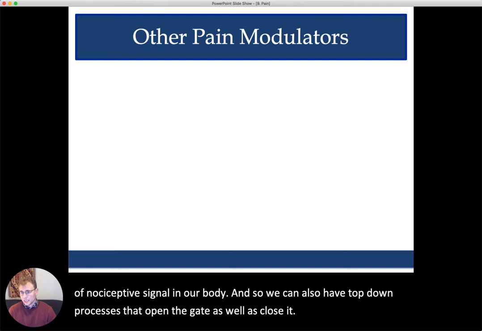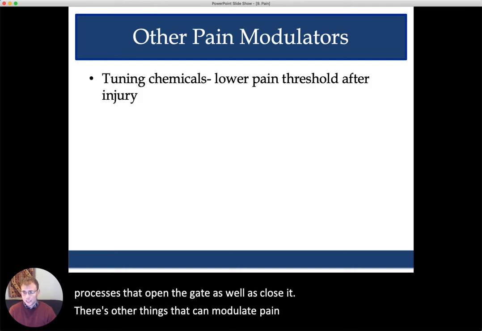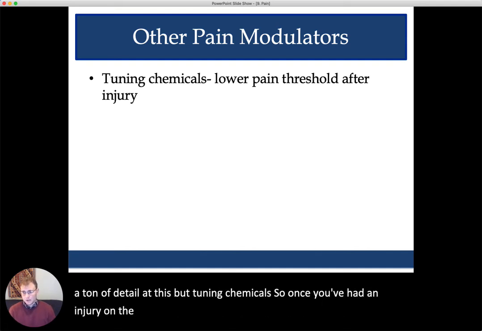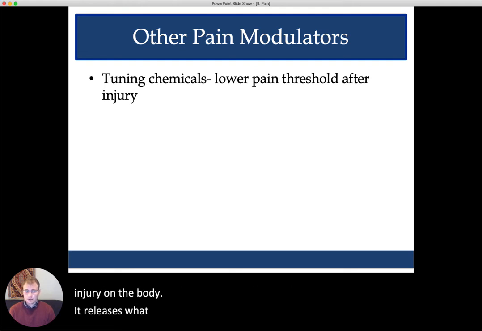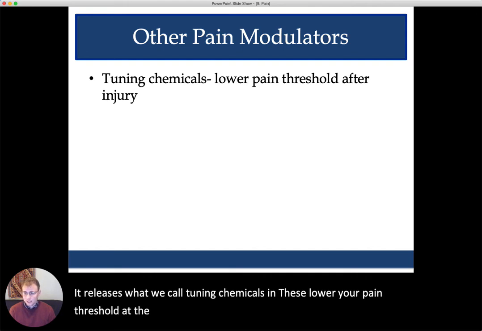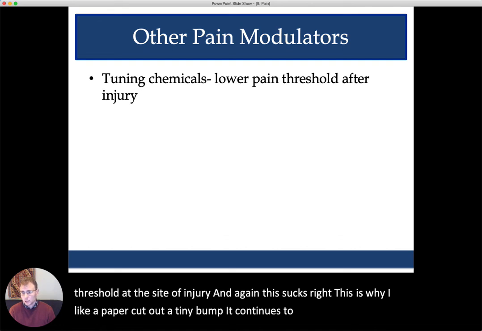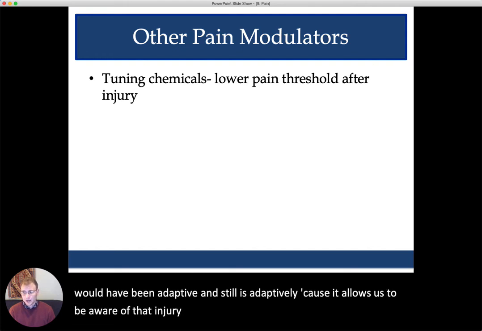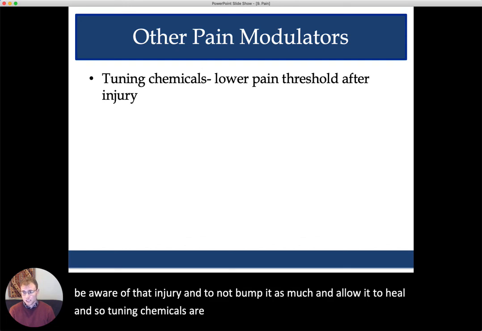There's other things that can modulate pain. We're not going to go into a ton of detail on this, but tuning chemicals. So once you've had an injury on the body, it releases what we call tuning chemicals, and these lower your pain threshold at the site of injury. And again, this sucks, right? This is why like a paper cut, every time you bump it, continues to hurt. But this, again, would have been adaptive, or still is adaptive, right? Because it allows us to be aware of that injury and to not bump it as much and allow it to heal. And so tuning chemicals are something else that influences pain.